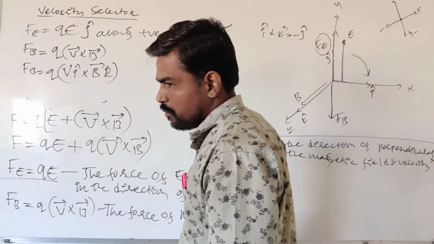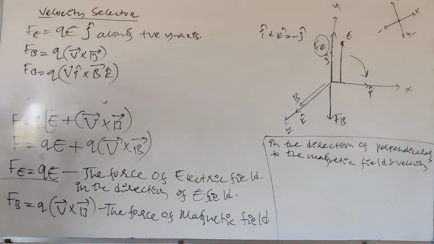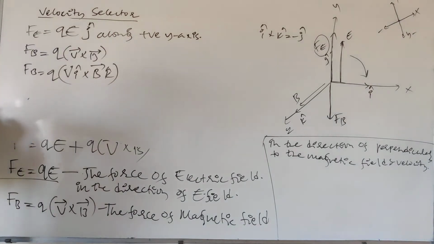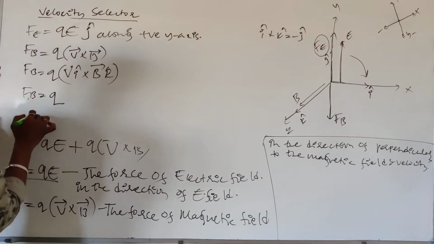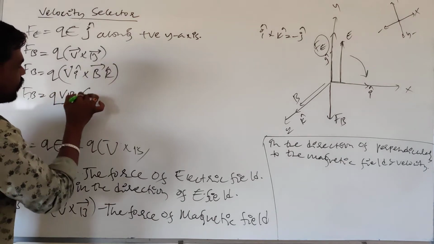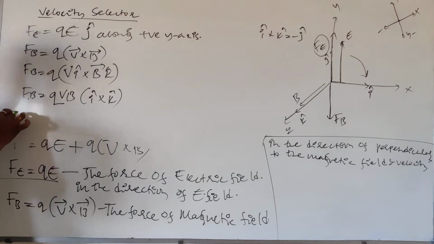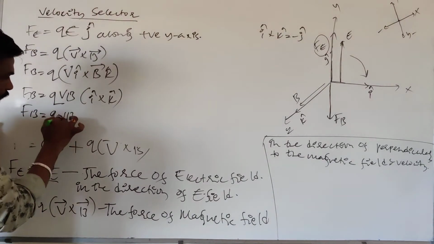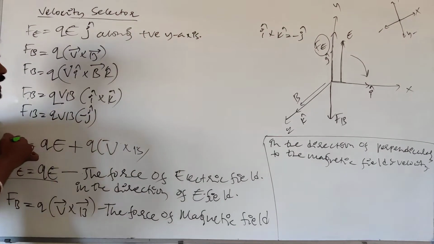minus J cross. So we can write minus J. Once again I am going to write here: FB is equal to Q V B. I cross K means minus J cap.